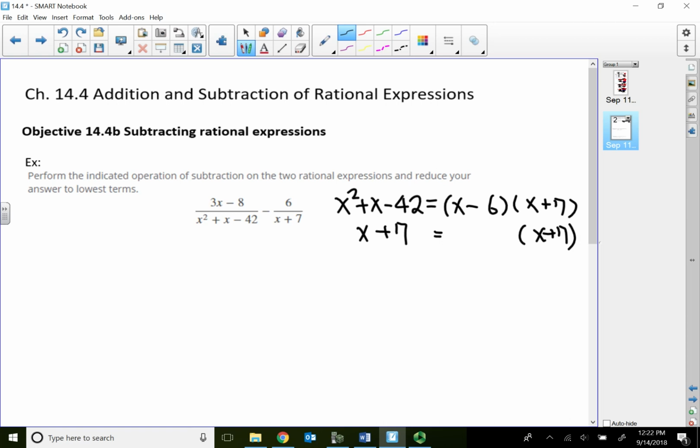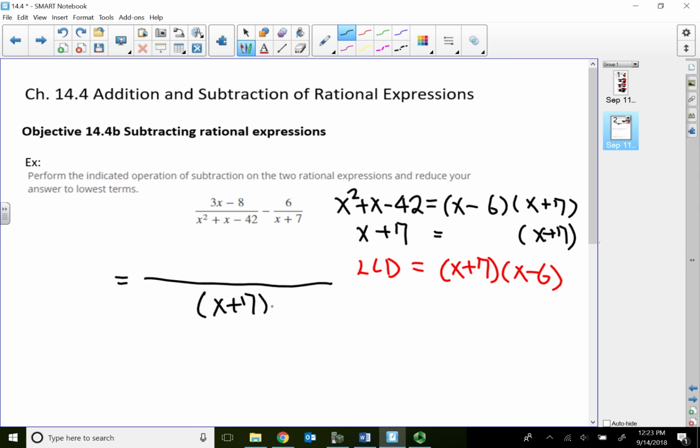So as you can see, what repeated between the two denominators is the x plus 7, so we count that one time. The x minus 6 did not repeat, count that one time. All right, so this is my LCD. So now, let me just write the LCD one time rather than two different times. So instead of looking at the original denominator, let's look at the one in factored form.